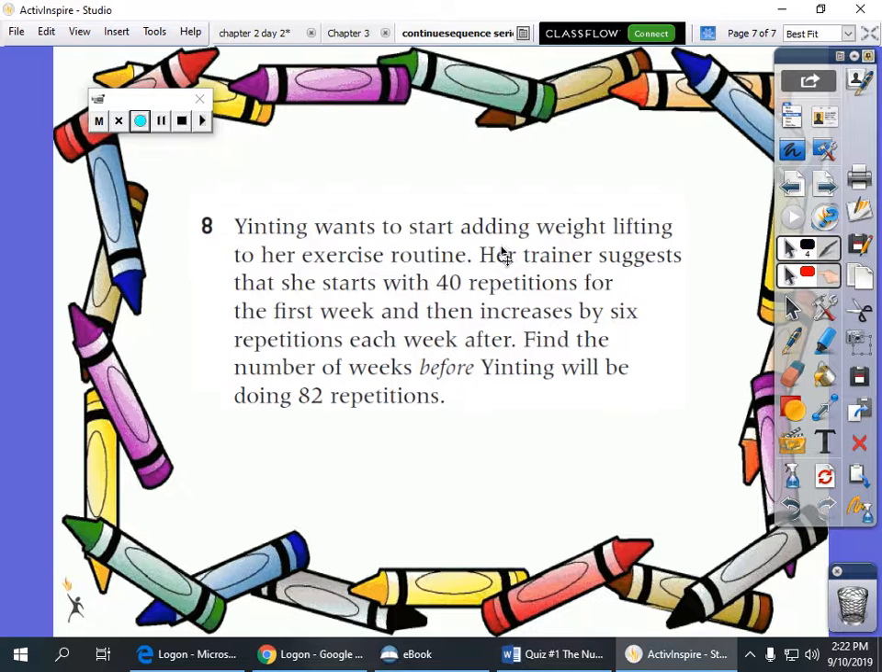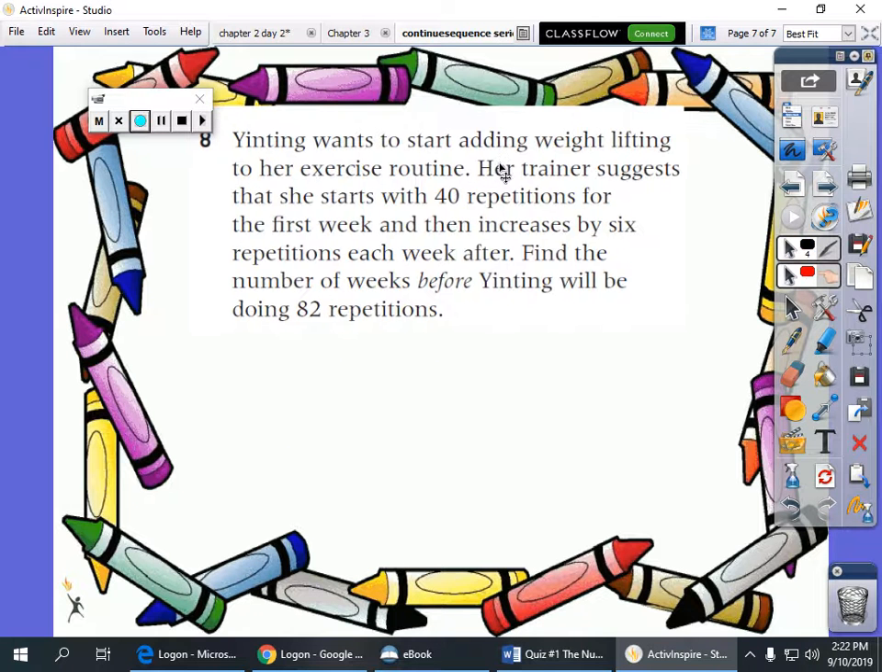All right, I'm hearing some great conversations. Again, a great strategy is to pick apart the problem, okay? So let's look. Yinting wants to start adding weightlifting to her exercise routine. Her trainer suggests that she starts with 40. What is 40? First term.